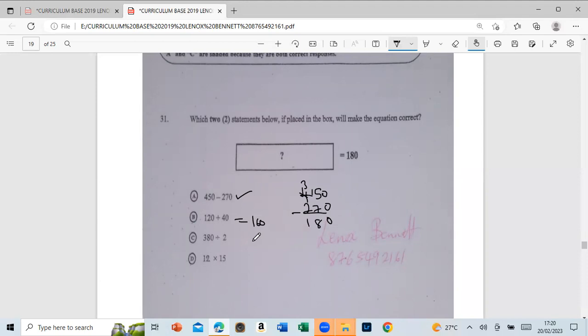380 divided by 2. Let us check if that is equal to that. 1, 2, 1 is 2. Subtract it, leave 1. We have 18 now. 2 into 18, 9. So that's 190. So it's not that. So it has to be 12 times. So the two answers would be A and B respectively. Alright, so very nice question.